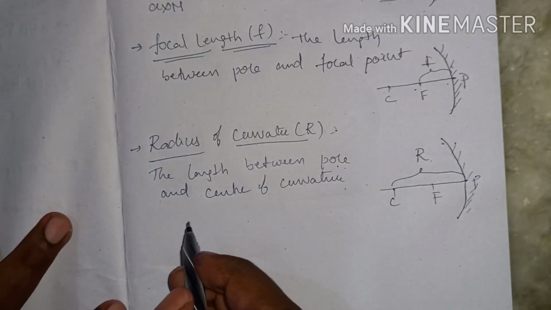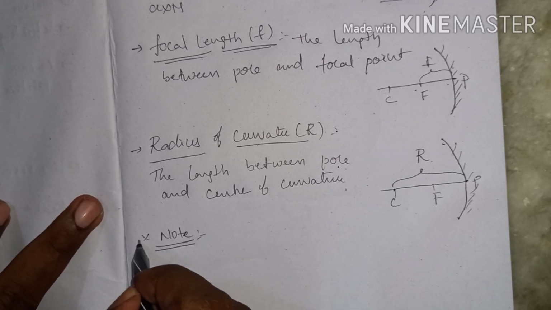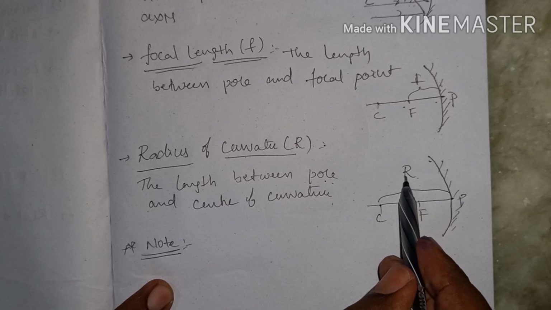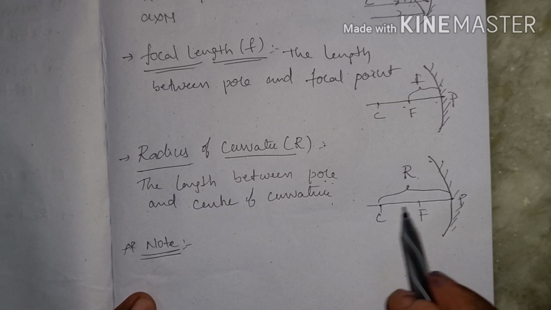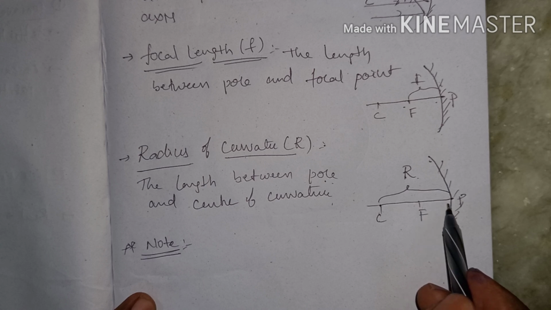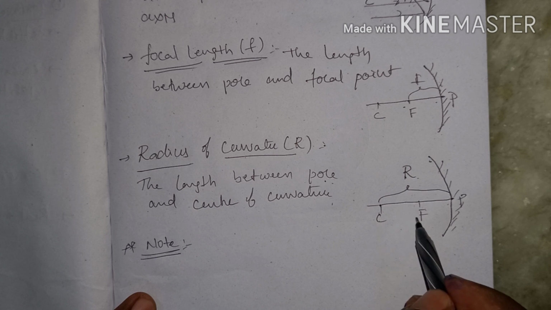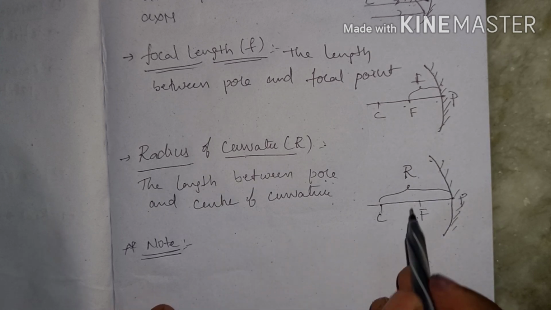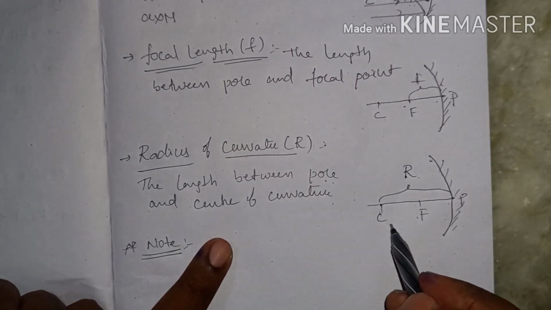There is one important note. It is a very important one from your examination point of view also. Here the radius of curvature is twice its focal length. That means this distance and this distance are both equal. Say it may be 10 centimeters between C and F, and again F and P also 10 centimeters. Most probably it will appear like that. So you can say that the radius of curvature is twice its focal length.